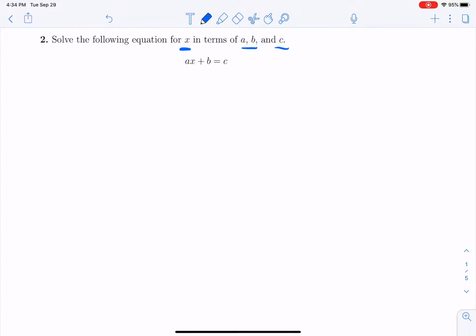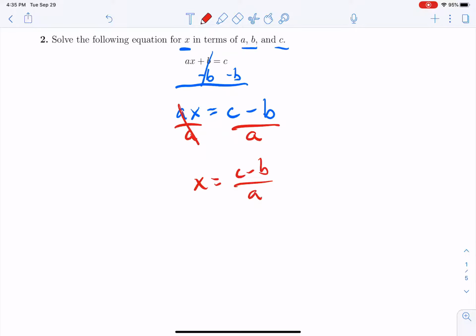To get x by itself, the first thing I'm going to want to do is subtract b from both sides. Now, you should notice that c and b are not like terms, so I can't combine those. I just have to keep those as separate. So c - b. And now I have a times x = c - b. To get x by itself, I'm going to divide both sides by a. And I'll have x = (c - b)/a.